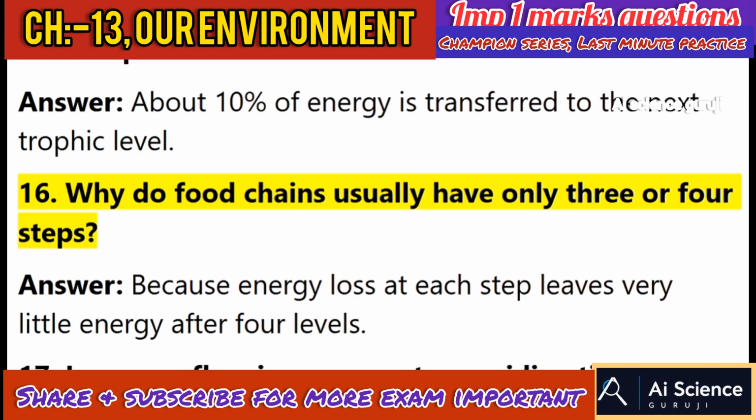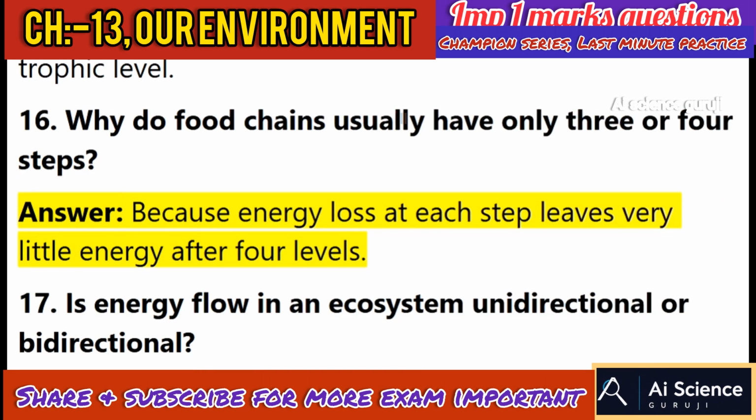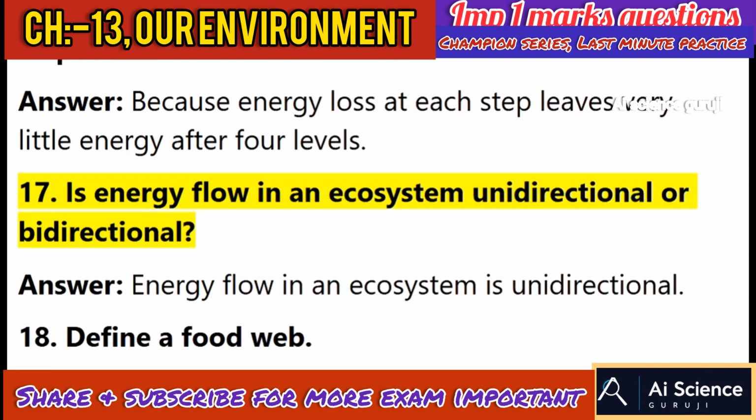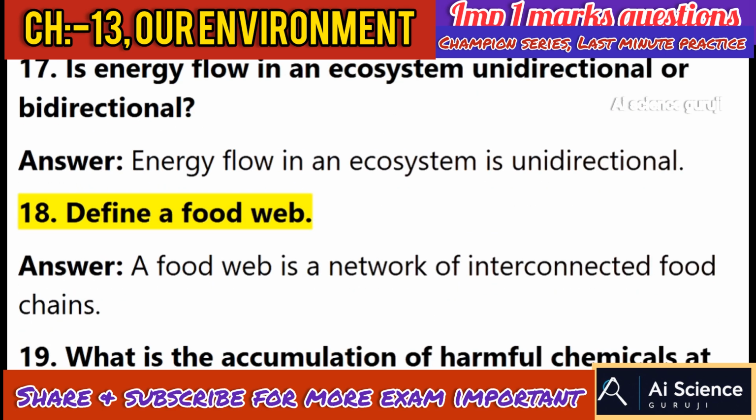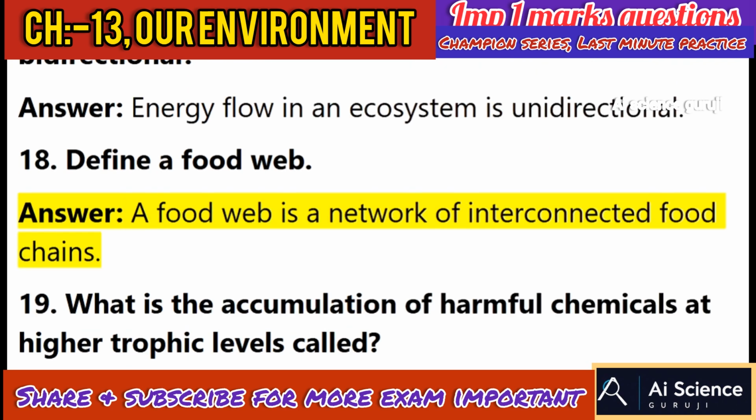16. Why do food chains usually have only 3 or 4 steps? Answer. Because energy loss at each step leaves very little energy after 4 levels. 17. Is energy flow in an ecosystem unidirectional or bidirectional? Answer. Energy flow in an ecosystem is unidirectional. 18. Define a food web. Answer. A food web is a network of interconnected food chains.